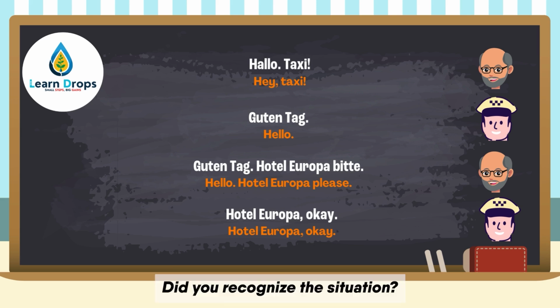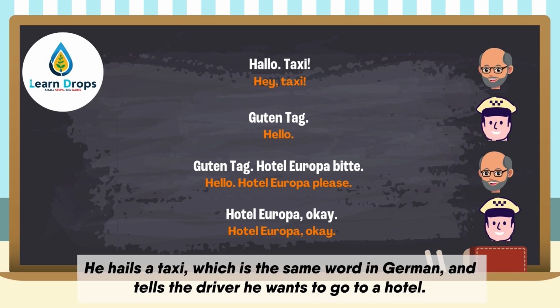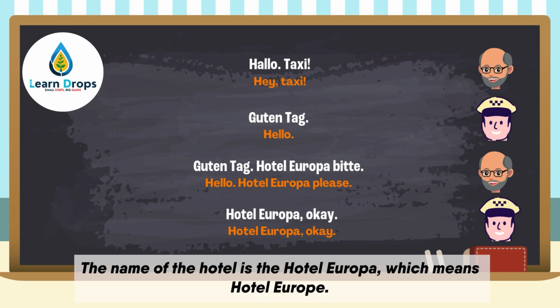Did you recognize the situation? A man is on the street. He hails a taxi, which is the same word in German, and tells the driver he wants to go to a hotel. The name of the hotel is the Hotel Europa, which means Hotel Europe.